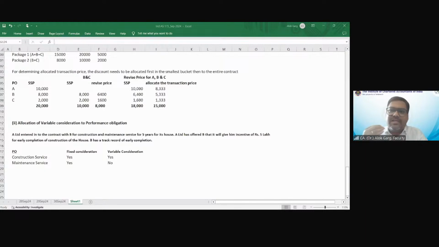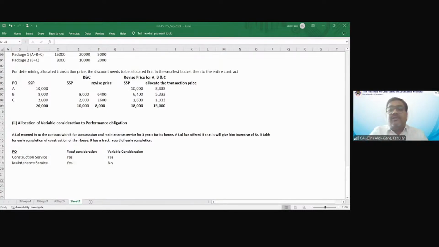So what is the essence and what is the background to say this? The point is, whenever there is a variable consideration, of course, first, what was the third step? The third step was determining the transaction price. If somebody comes to you and asks what is the contract price of this entire contract, you will say 1 crore plus 5 lakh plus 50,000. The total transaction price is 1 crore 5 lakh 50,000. Now if somebody asks what the performance obligations are, you will say there are two: construction, and second, maintenance for 5 years.